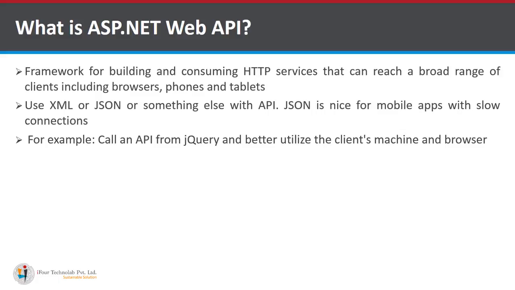JSON is nice for mobile apps with slow connections. For example, call an API from jQuery and better utilize the client's machine and browser. JSON is lightweight and also very easy to handle and parse when compared to XML formats.